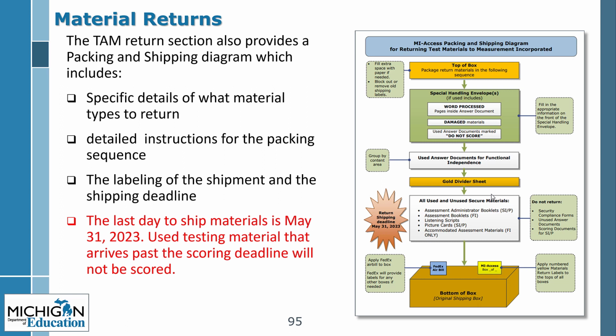The manual return section also provides a packing and shipping diagram which includes specific details of what material types to return, detailed instructions for the packing sequence, the labeling of the shipment, and the shipping deadline. The last day to ship materials is May 31st of 2023. Used testing materials that arrive past the scoring deadline will not be scored.